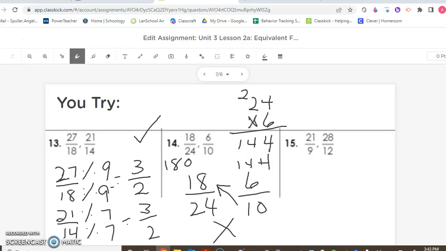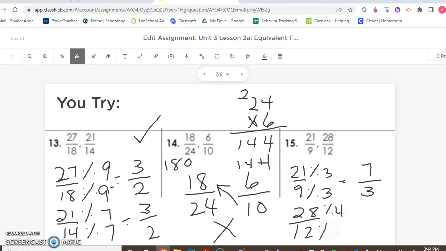Okay, looking at 15, this is another one where I would simplify. So 21 over 9. I can divide both of these by 3. So that's going to give me 7 over 3. And then I'm going to have 28 over 12. I can divide both of these by 4. 28 divided by 4 is 7, and 12 divided by 4 is 3. So, yep, equivalent. Great job.